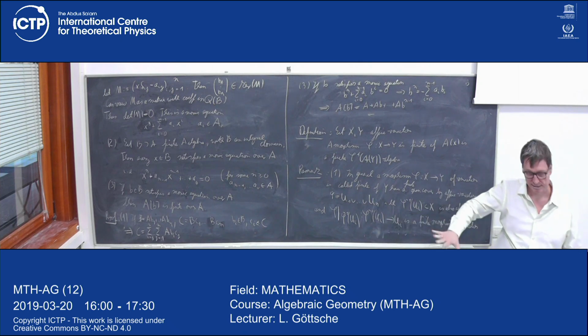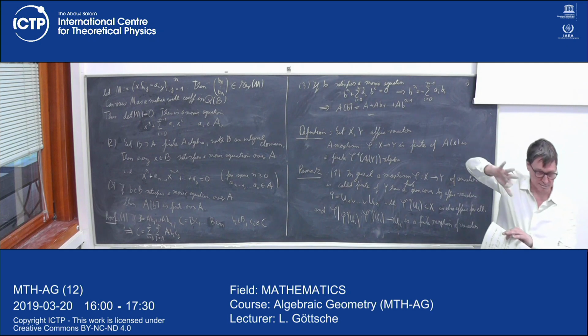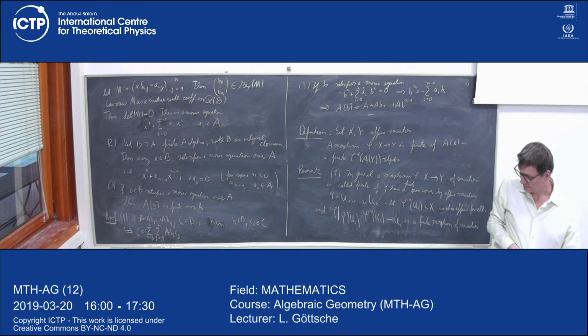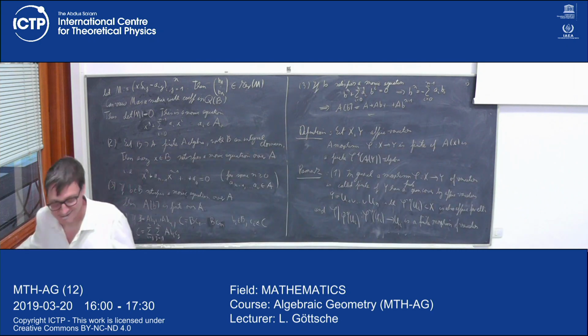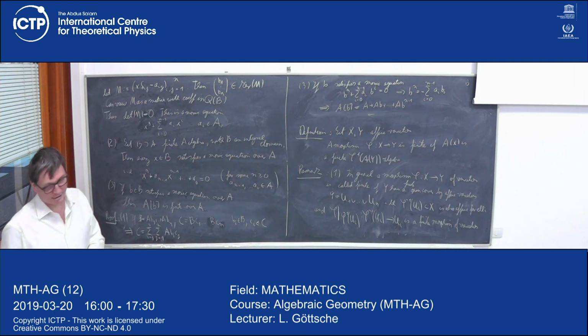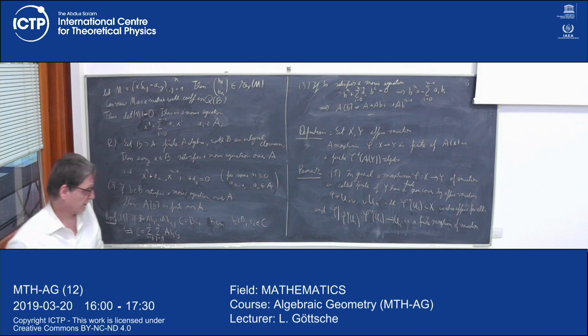You have an open affine cover, and the inverse image of the affine thing must be affine. And so it's very different from, usually morphisms are not like that. If you take the projection from P1 times P1 to P1, it's certainly the case that the inverse image of something is not affine. And okay.